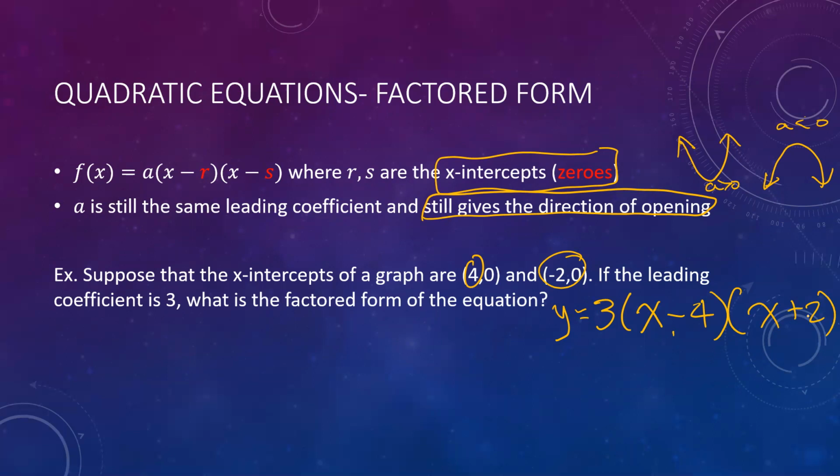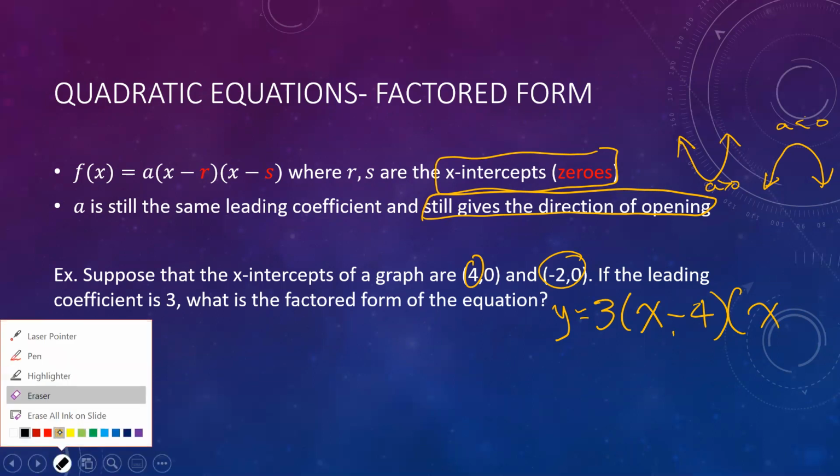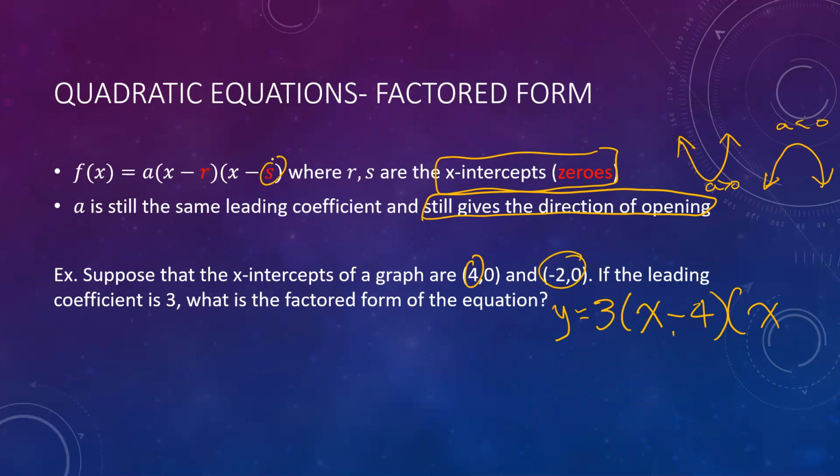So again, remember that what I'm doing is I'm simply taking, and I'll show the steps here for this one. In factored form, I am simply subtracting off whatever the zero is. So because I'm subtracting a negative x-intercept, this actually becomes plus 2. The form is going to be y is equal to 3 times x minus 4 times x plus 2.